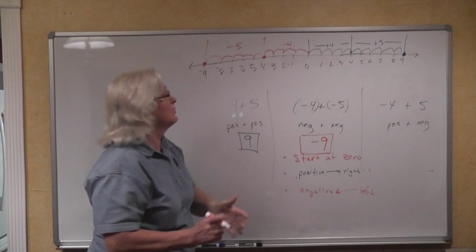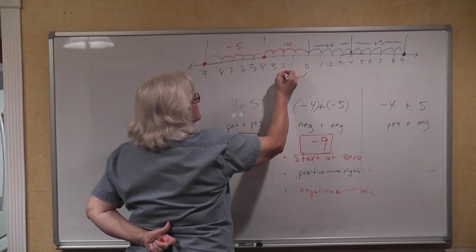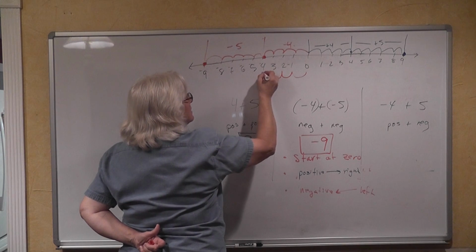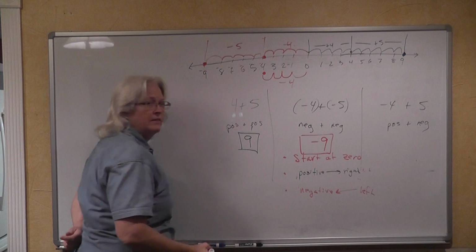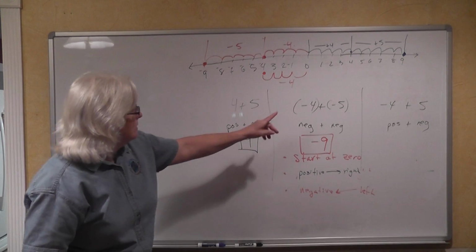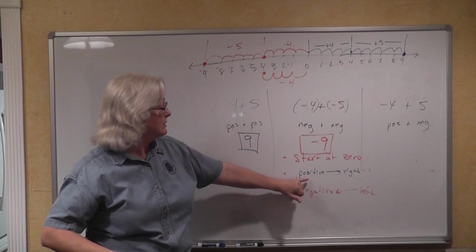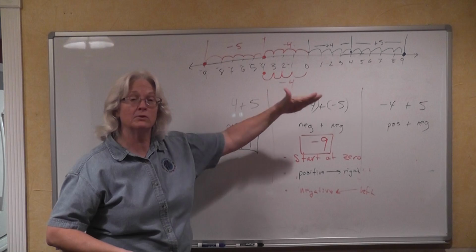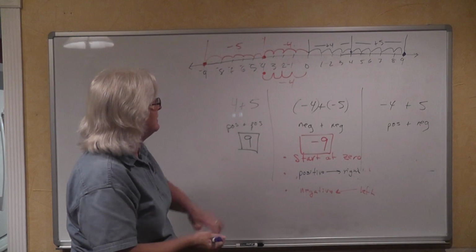We have a negative 4. We already know it's going to look like this. 1, 2, 3, 4 units from 0 in the negative direction. And now what are we going to do? Well, it says plus 5. It's a positive number, correct? Positive numbers move to the right. So we ended up here.